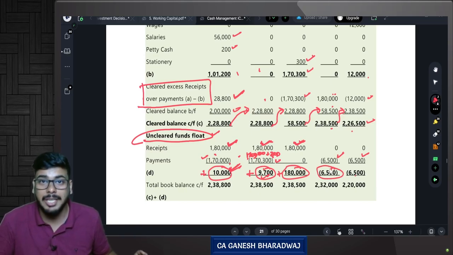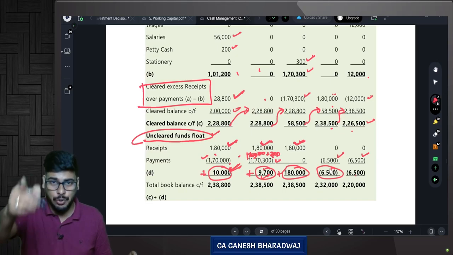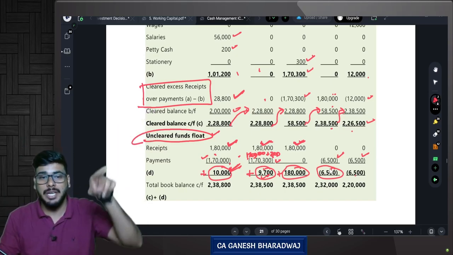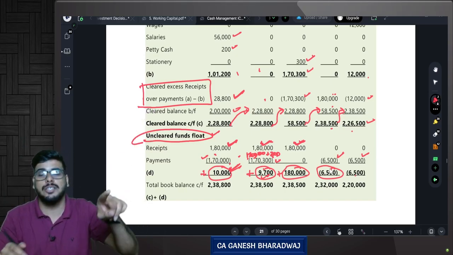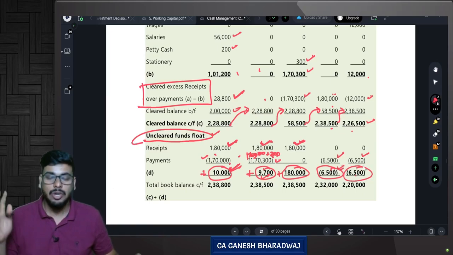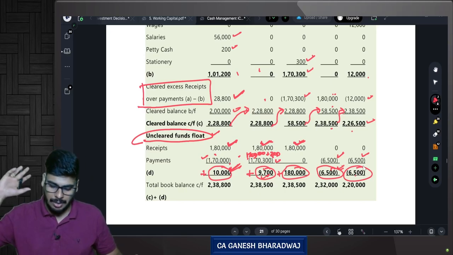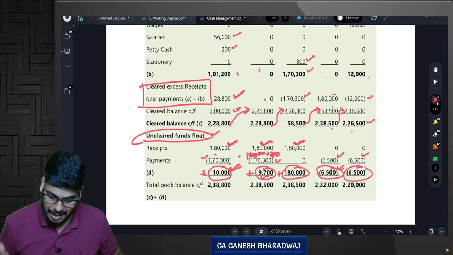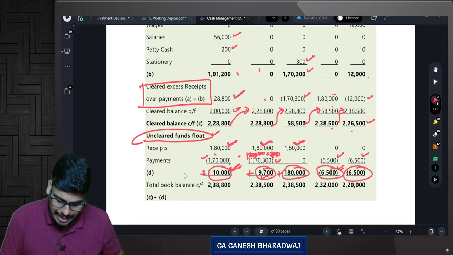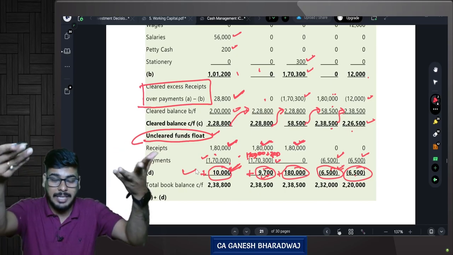On the fourth day, if you see, actually 6,500 rupees of payment I should have made, but the payment was initiated and it is not yet reflected in my bank statement. And on the fifth day also, the same 6,500 rupees transaction was initiated but is still not reflecting in my books. This is only being mentioned here. So these amounts are recorded in my books, but they are not reflecting in my bank statement.